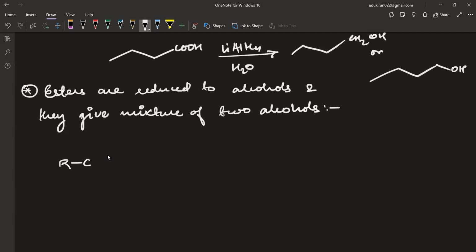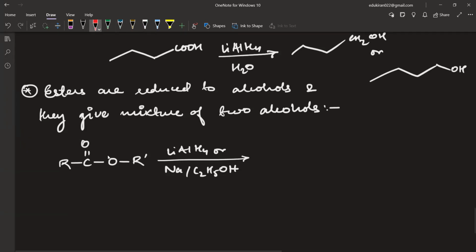So I have an ester like this, R, C double bond O, O, R dash. In this case, I can use LiAlH4, or I can also use sodium in the presence of C2H5OH, sodium in the presence of ethanol. Now, in this case, what is going to happen? The CO bond will break. Please remember which bond is breaking.